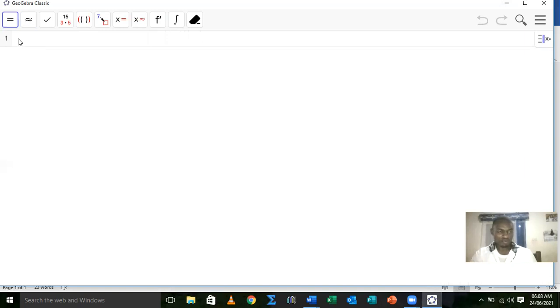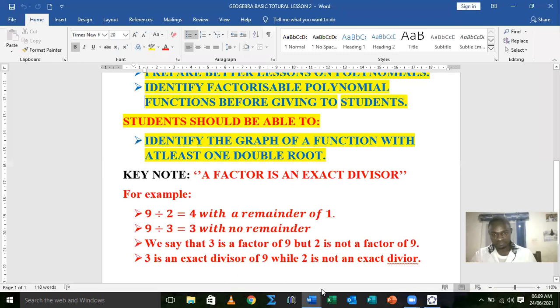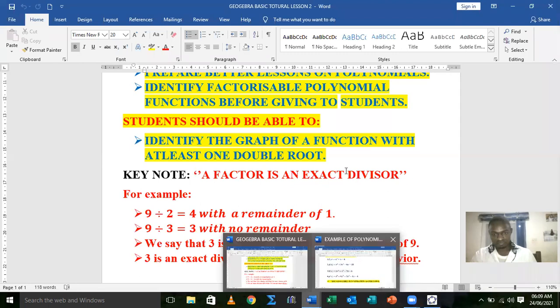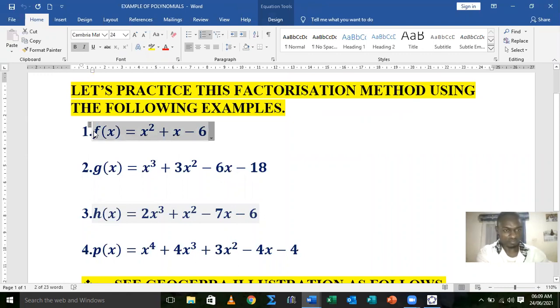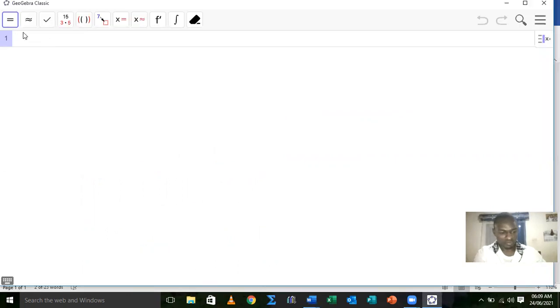You see one indicating where you have that one, it is an input. It is where you input your function. We go directly, we input the functions, and we see what we have. The first polynomial function. Good. This is the function.